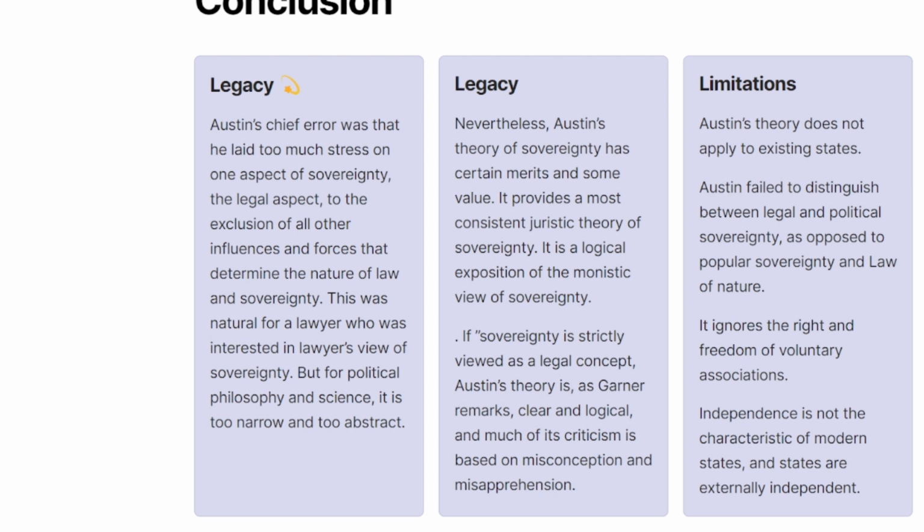Limitations: Austin's theory does not apply to existing states. He failed to distinguish between legal and political sovereignty, opposed popular sovereignty and the law of nature, ignored the right and freedom of voluntary association, and he says that independence is not a characteristic of modern states, when states are externally independent.